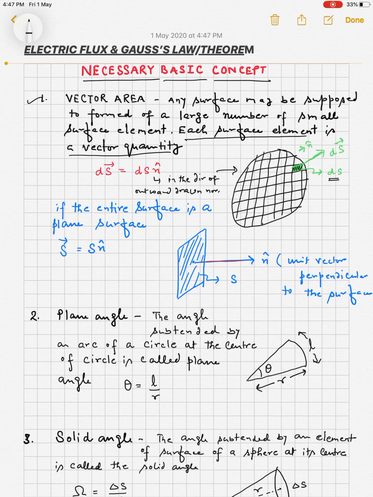So ds vector will be equal to the magnitude multiplied by the unit vector. So what is the direction of this unit vector? It is the outward drawn normal. So this is the case of an element.